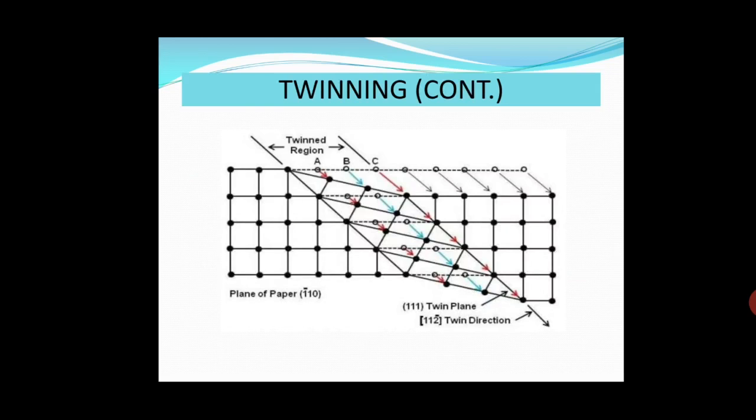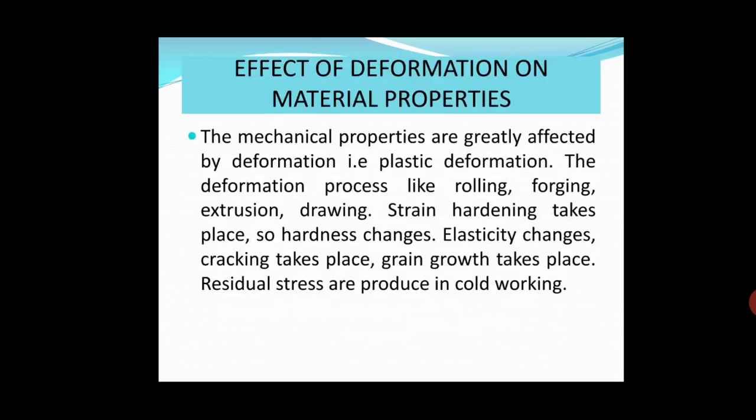So this is the diagram of twinning. In case of slip, one slip plane was there, but here two twin planes, this side and that side. The two adjacent sides of these two twinning planes, the atoms are not disturbed. So in between this disturbed area, plastic deformation takes place. So what are the effects of this deformation on material properties?